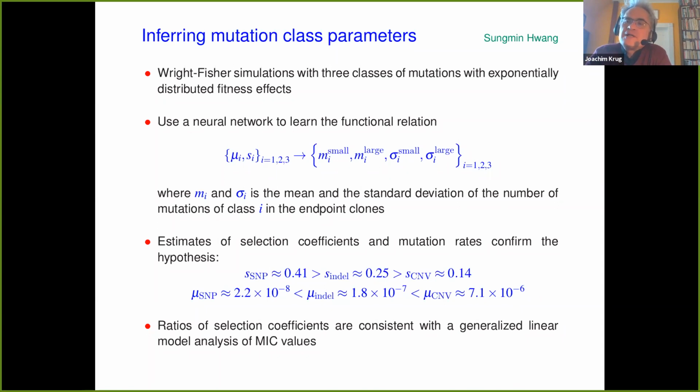Now, for various reasons, the absolute values of these parameters probably shouldn't be taken too seriously, but the relative values are informative, and in particular, the ratios of the selection coefficients are consistent with a generalized linear model analysis on the MIC values, where you just try to estimate the contributions of the different mutations to the MIC. So that's the first story that I wanted to tell you, and I should say that this work is available as a preprint on bioRxiv, which was posted just a few days ago.